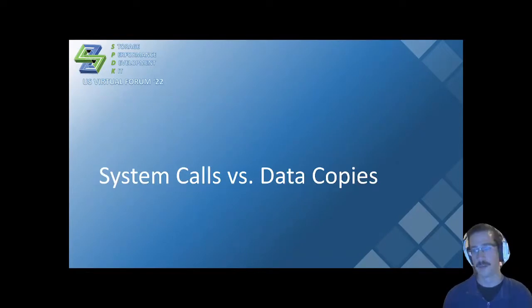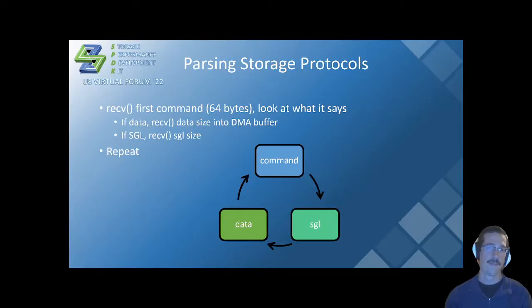Okay, now I want to talk about another subject, which is system calls versus data copies. There's a trade-off to be considered here. So let's talk a little bit about what the code for parsing a storage protocol tends to look like. I'll mostly use examples from NVMe over Fabrics, but iSCSI is similar. So in the most naive sense, you would do a receive on the stream to get the first 64 bytes or whatever size the command is.